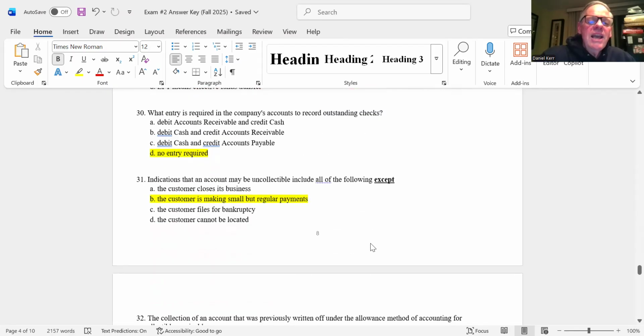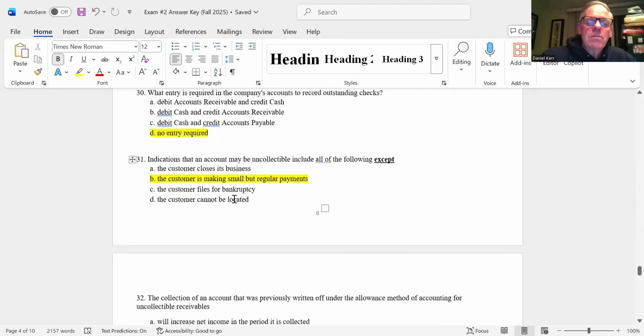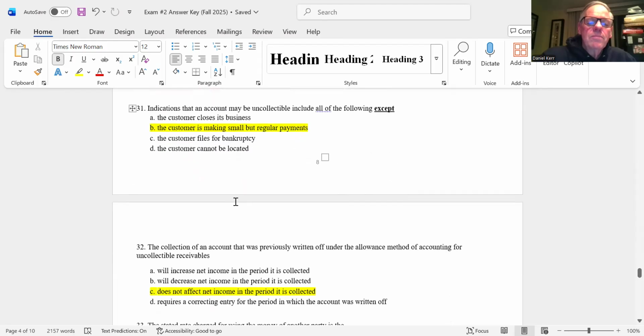31, indications that an account may be uncollectible include all of the following except. Customer closes its business, customer files for bankruptcy, customer cannot be located. Those are all things that would indicate that an account should be uncollectible. B, the customer is making small but regular payments. As long as the customer is making payments, you're not going to assume that the account is uncollectible. So the one that is the exception is the customer making small but regular payments. All the other ones would be indicators that the account is going to be uncollectible. So the correct answer there is B as in boy.